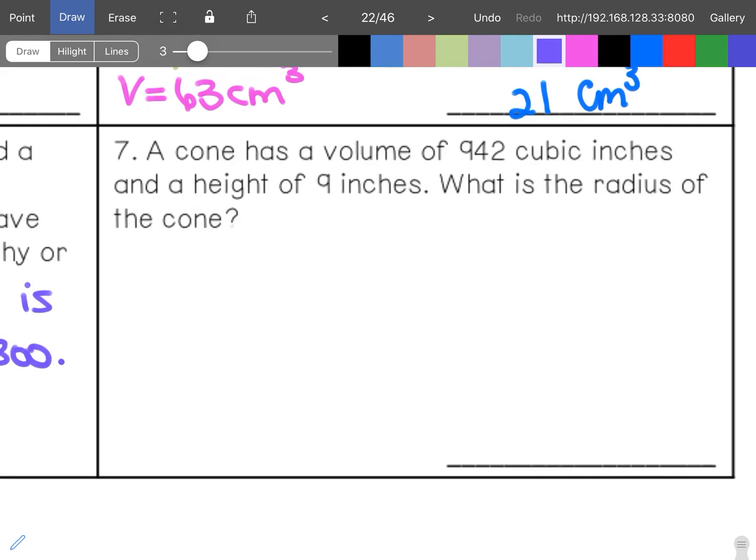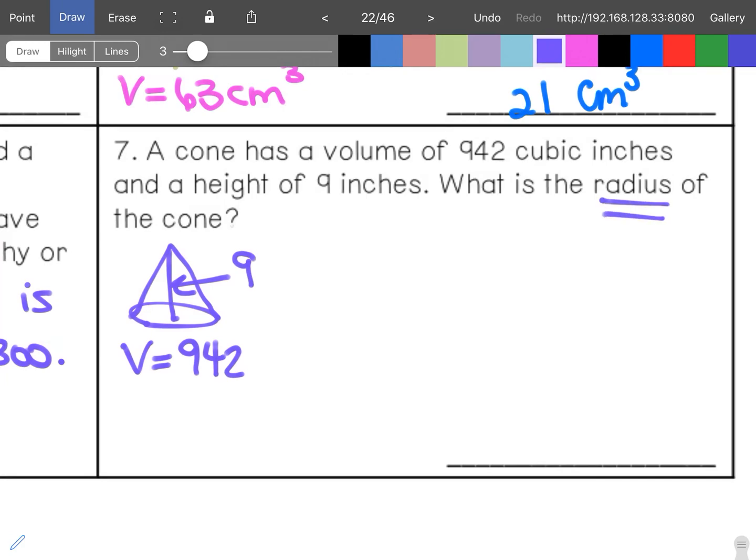Number 7, a cone has a volume of 942 cubic inches and a height of 9 inches. What is the radius of the cone? So let's write the formula. Volume equals pi r squared h divided by 3. And let's plug in what we know. We know the volume is 942.